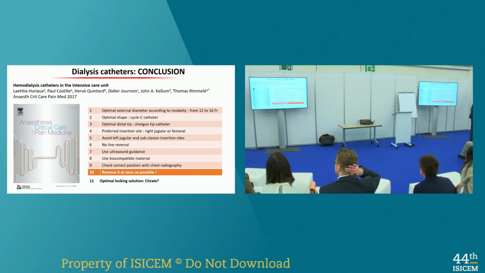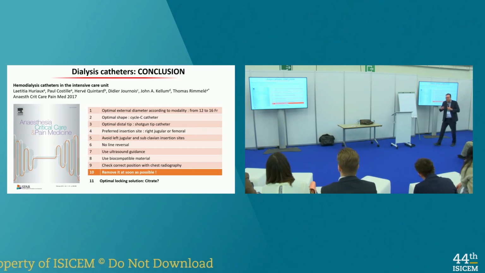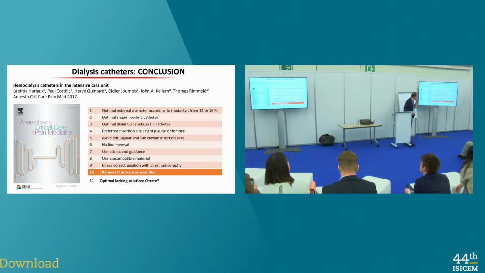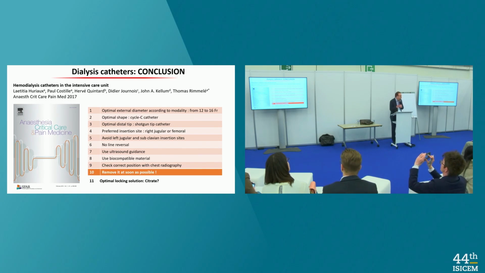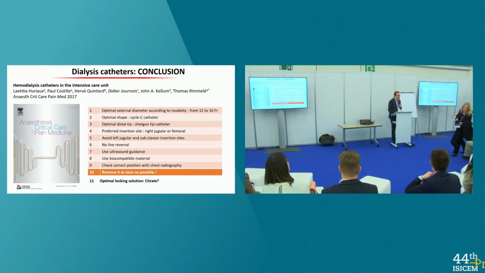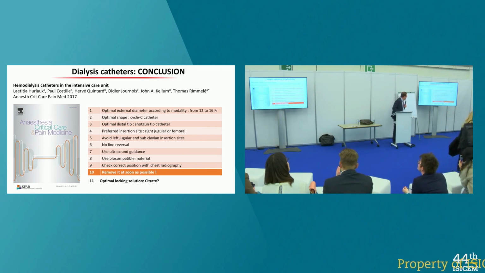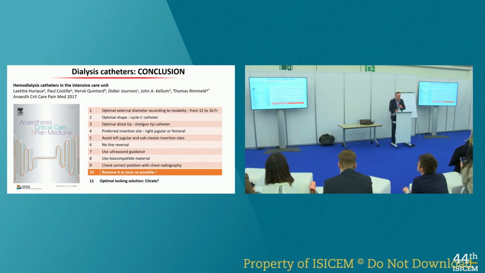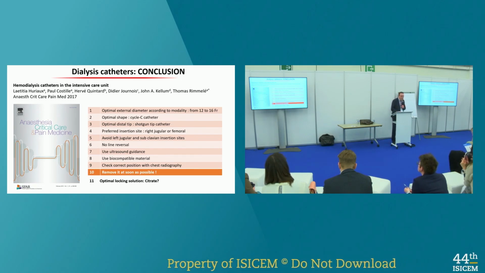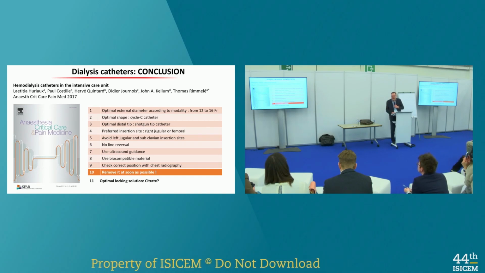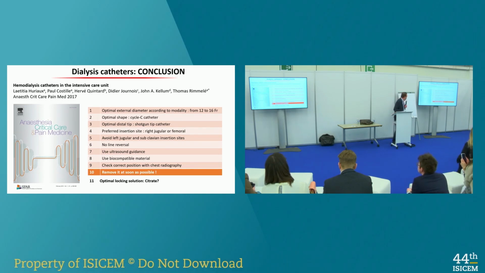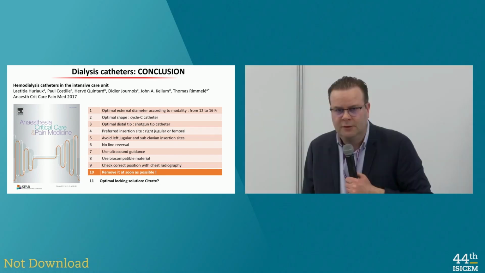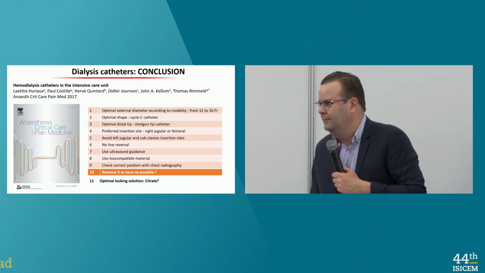And so to conclude, before we discuss together, because it should be an interactive session, I would say that the optimal diameter should be according to the modality, from 12 to 16 French. The optimal shape for the internal lumen is cycle C. The distal tip should be shotgun catheter. You should go first for the right jugular vein, and then, if not possible, you go to the femoral vein. You avoid the left jugular vein, and you avoid the subclavian site, of course. Subclavian site is not recommended.